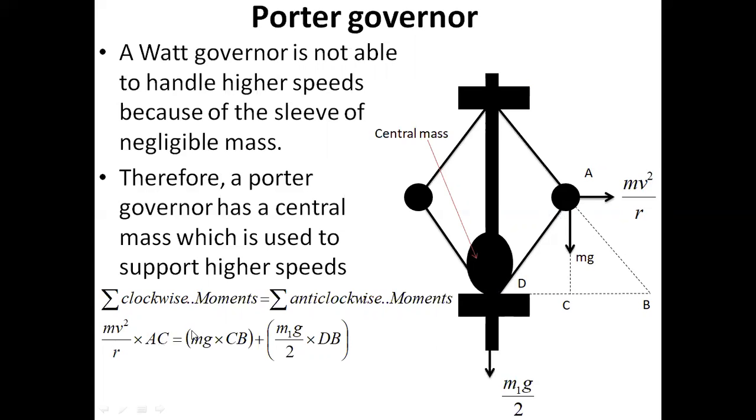Just like we had in the earlier one where mg times cb, which is this times that, then we add this one, which is m1g over 2 times that distance, which is d up to b. This is the line of action of m1g. We are calling it m1 so that we can differentiate it from the mass between each of those pairs of arms. This is m1. And so you have m1g over 2 times db. That gives us the general expression for a Porter governor.